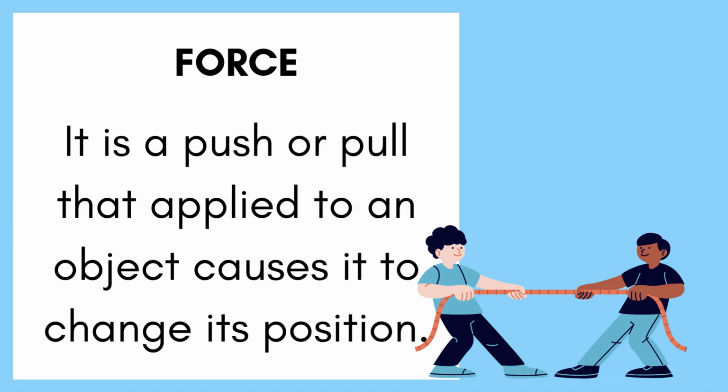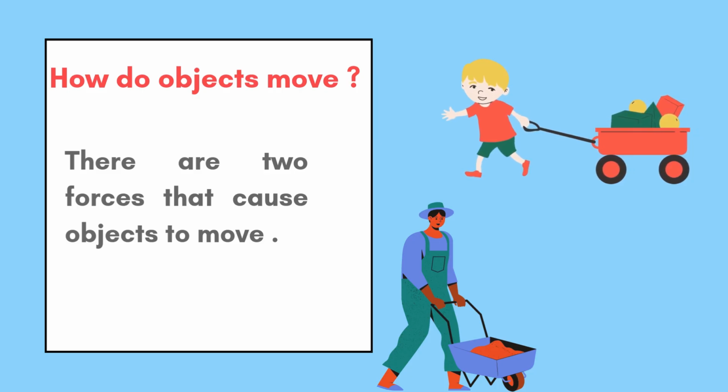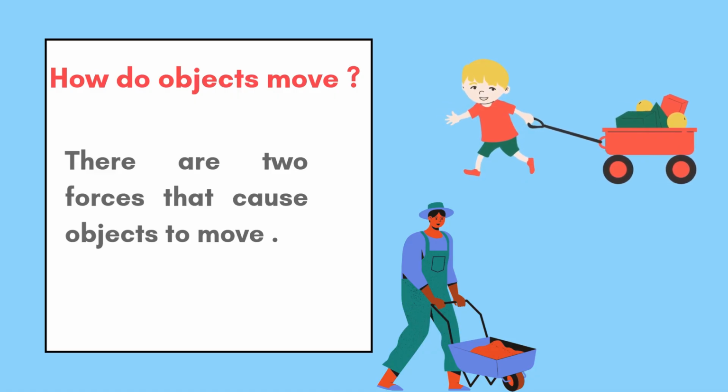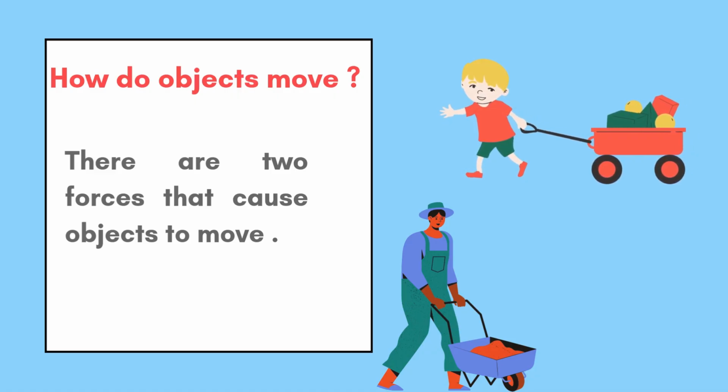We know that the object can't move or stop without force. So here, when there is a force applied on an object, the object can move or change its position. So we have a question here. How do objects move? There are two forces that cause objects to move.